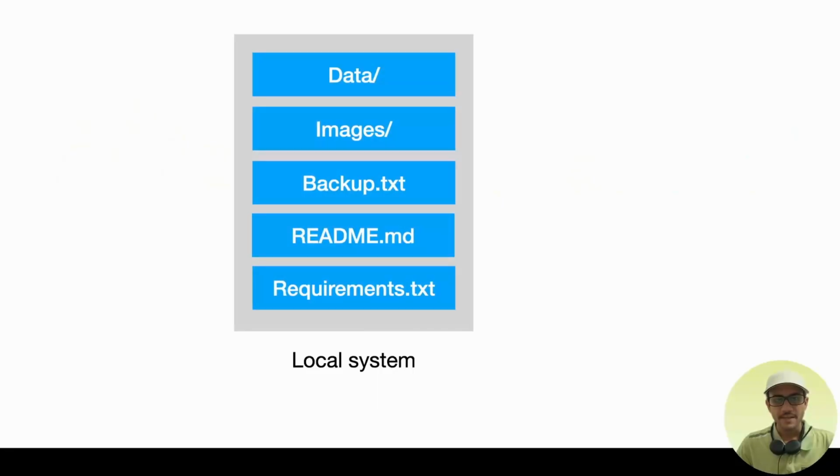Moving on, let's say I have a local system. So at the moment where I'm recording this video, it is on a laptop, and this will be my local system in our example. So let's say in my local system, I have some folders and files. I have a data folder, images folder, and some random files.